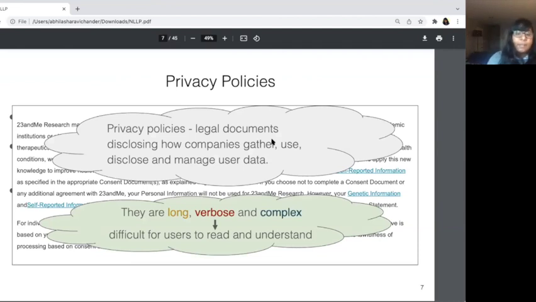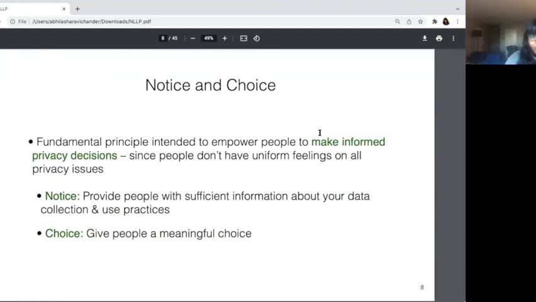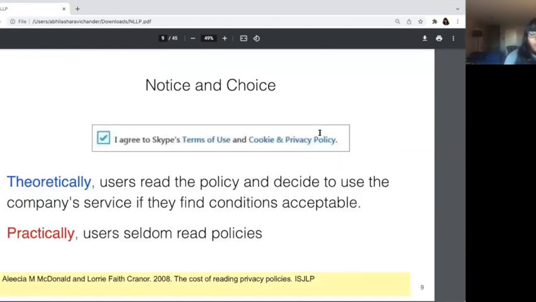And digital privacy is nowadays largely operationalized through privacy policies, which are legal documents that disclose how companies gather, use, and manage user data. But these policies are long, they're verbose, they're complex, and they're difficult for most users to read and understand. Why are things this way? Privacy policies operationalize notice in the notice and choice regulatory framework. What this means is that in theory, privacy policies will describe an entity's data practices, and users are supposed to read the policy and then only decide to use a service if they find the conditions outlined in the policy acceptable, subject to a few opt-ins and opt-outs. But in practice, users seldom read privacy policies.